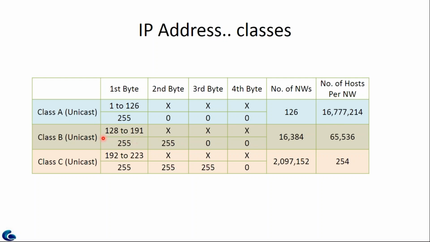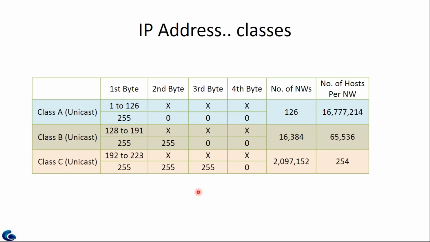So 64 values are allowed in the first byte. 256 values are allowed in the second byte because I can go from 0 to 255. So as a result, 64 into 256 results in 16,384 networks possible. Obviously, since we are giving more bits to the network, more networks are possible. Since we are giving fewer bits to the host, it is way less than what we saw in class A. So here we have 65,536 values possible.